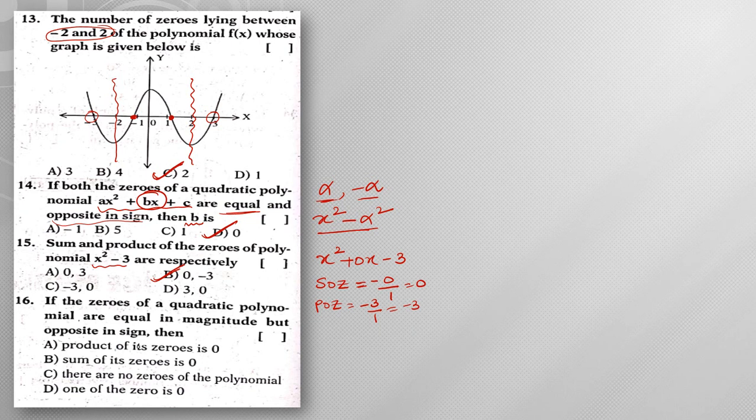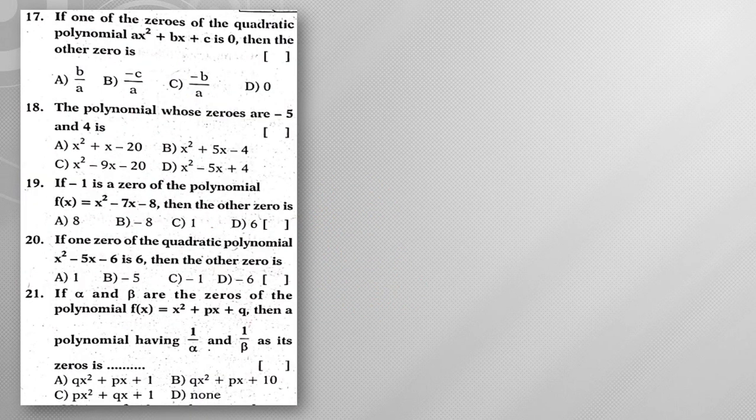Next, if the zeros of the quadratic polynomial are equal in magnitude but opposite in sign. So already we have discussed that bit here. So then what we can say? Sum of its zeros is 0. So whenever you are having two zeros equal in magnitude but opposite in sign, then clearly the sum of zeros is 0. Right?